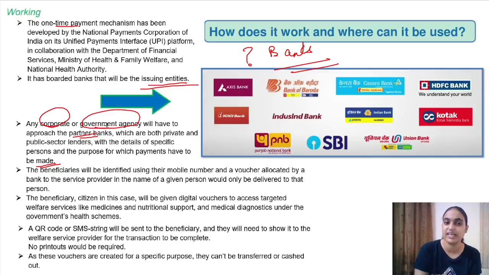सो किस पर्सन के नाम पे किस पर्पस के लिए वाउचर इशू करना है वो सारी डिटेल्स आप बैंक को दोगे तो बैंक आपको ई वाउचर उस पर्सन के नाम में इशू कर देगा और उस पर्सन के फोन नंबर पे वो QR कोड या SMS चला जाएगा. दिस इज हाउ इट इज गोइंग टू वर्क.